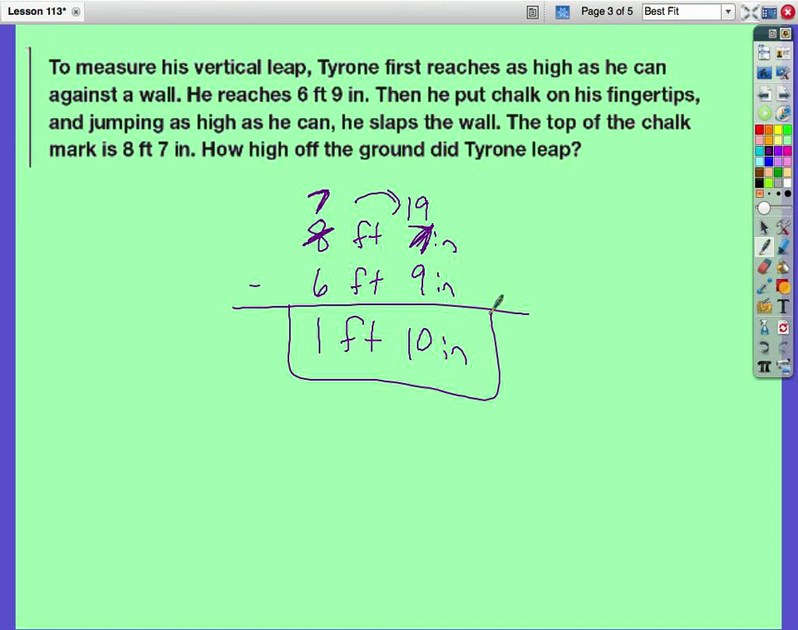So when we're borrowing, if we were borrowing time, we'd be borrowing 60 minutes. If we're borrowing inches, we have to go from feet to inches. Remember, we're adding 12 to what our inches already are.